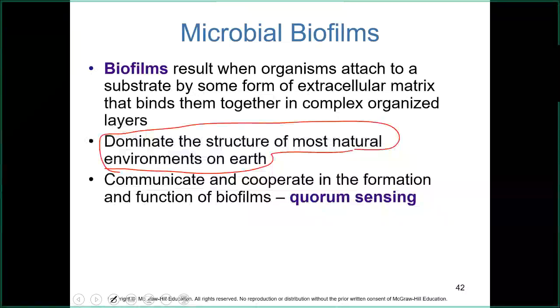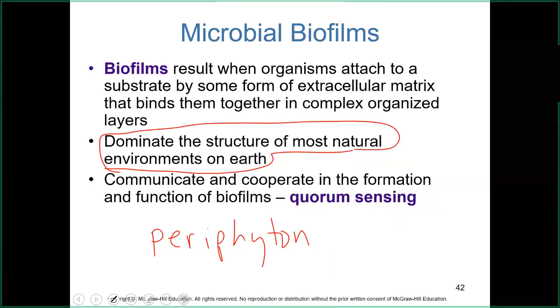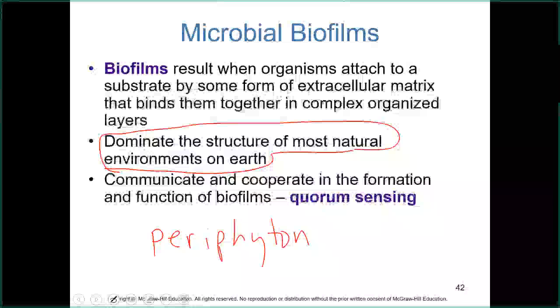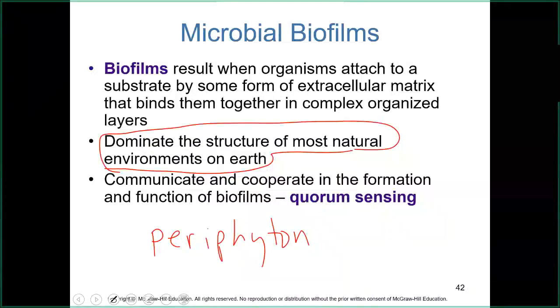If you were to go to a stream and examine the surfaces of the rocks there, often you'll find an incrustation of these organisms. That community is referred to as periphyton. So algae and bacteria and other kinds of things encrusting the rocks, making them slippery in some cases. That's periphyton, and that's a form of biofilm. It's a biofilm that occurs in a stream type of environment.